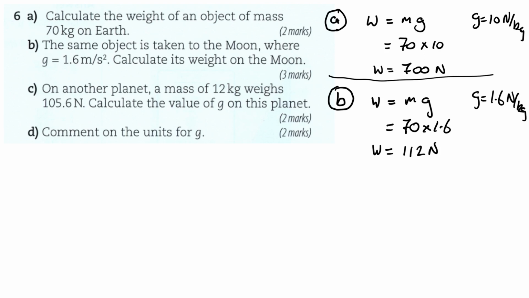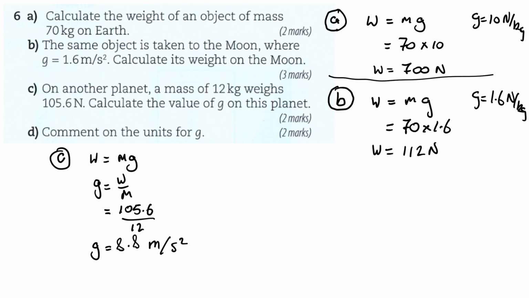So part C then, on another planet, the mass of 12 kilograms weighs 105.6 newtons. Calculate the value of g on this planet. So that's just rearranging the equation with g being the subject, so g is going to be W over m. And if we fill that in for those values, we've got 105.6 divided by 12. So that's going to be 8.8, and I was going to use meters per second squared because that was the units of g that they had used before, and then I noticed this question D comment on the units for g, and I think maybe what they're getting at here is we divided some newtons by some kilograms, so therefore we would write it in newtons per kilogram.